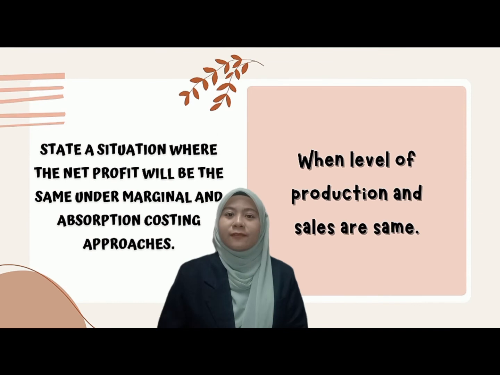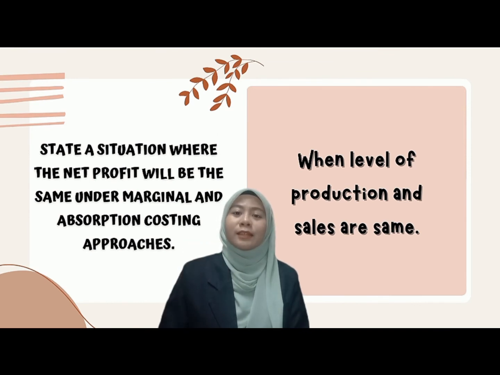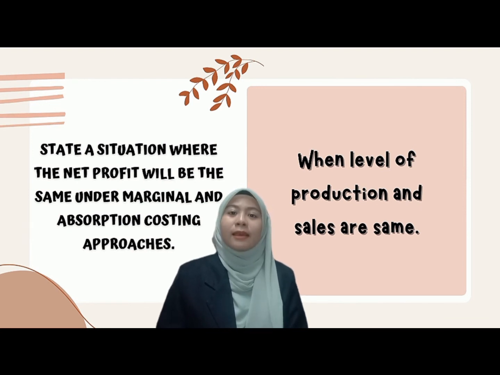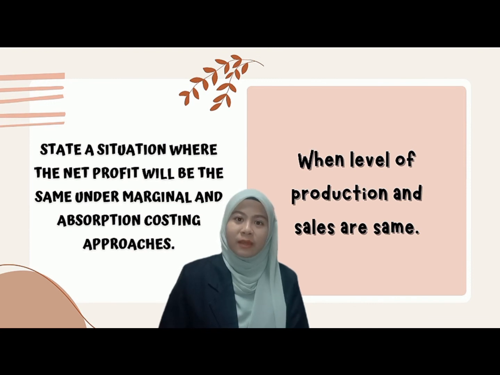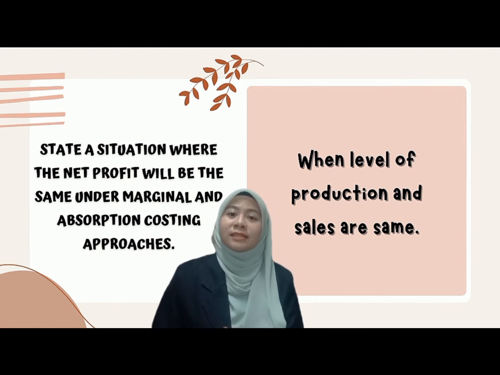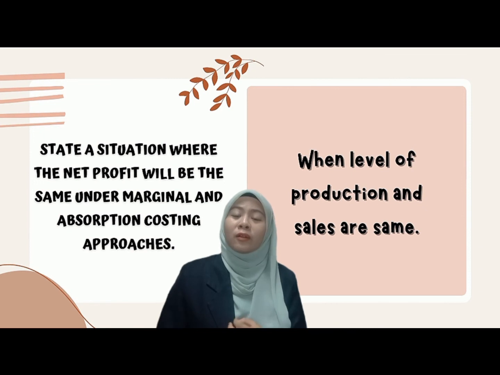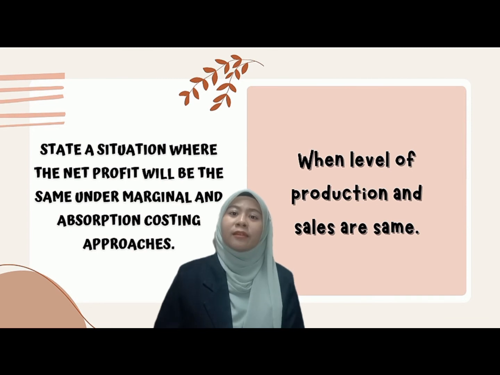Last but not least, for question 5, state a situation where the net profit will be the same under marginal and absorption costing approaches. The answer is when the level of production and sales are the same. If the level of production and sales are the same, there will be no closing stock. For example, if about 16,000 products were produced, then the products that were sold are also 16,000. So it shows that there is no closing inventory.